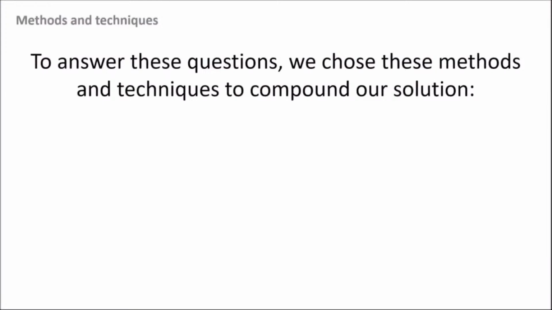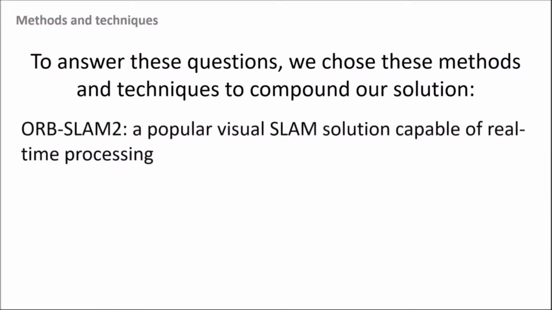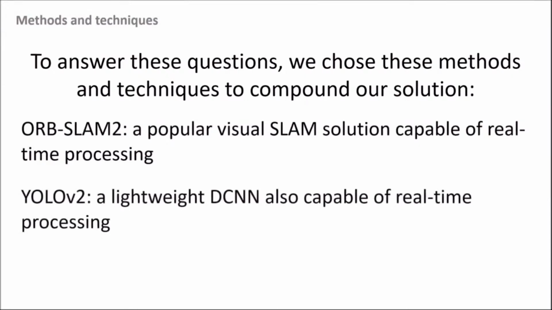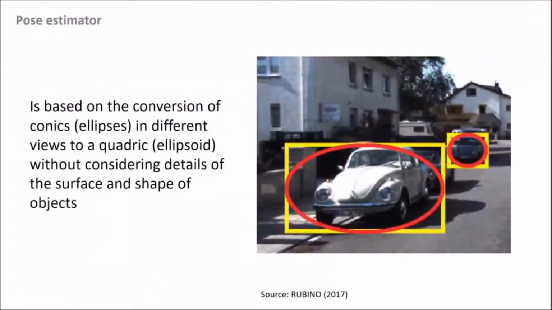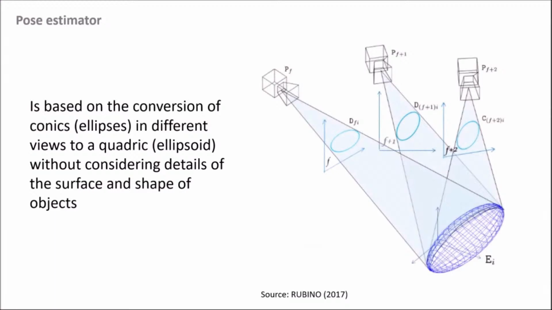To answer these questions, we chose these methods and techniques to compose a solution. ORB-SLAM2, a popular visual SLAM solution capable of real-time processing. YOLOv2, a lightweight DCNN also capable of real-time processing. The work of Rubino et al. as object pose estimator. The pose estimator is based on the conversion of conic ellipses in different views to a quadric ellipsoid, without considering details of the surface and shape of objects.